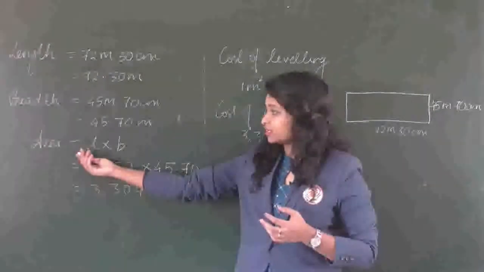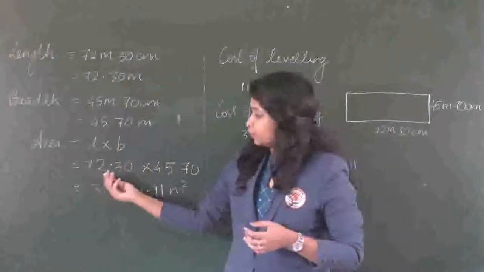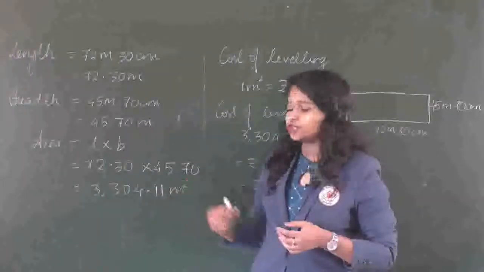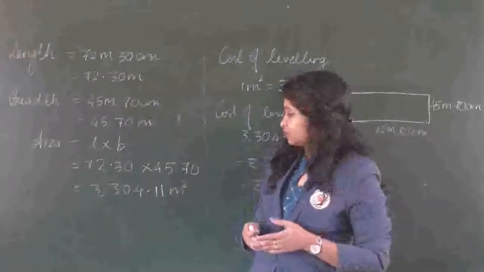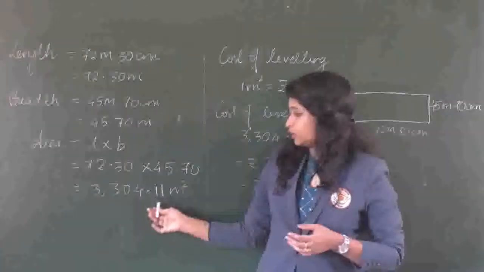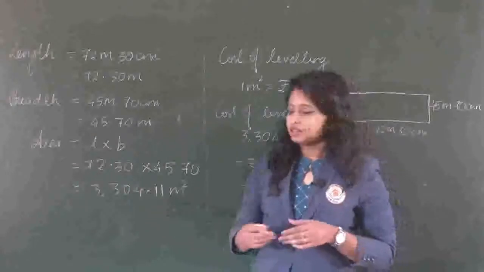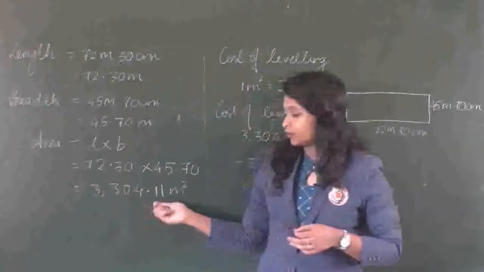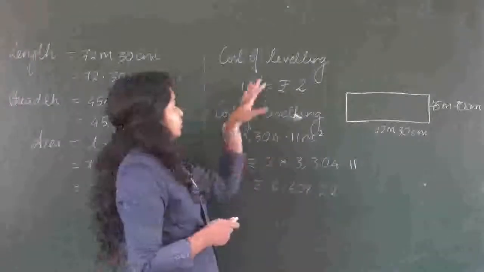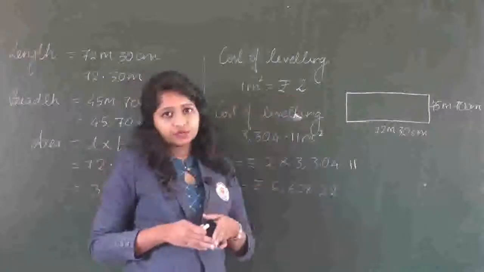So first let's find the area of rectangle. We know the area of rectangle is length into breadth. 72.30 into 45.70. So after multiplication we get it as 3304.11 meter square. So area of rectangle is 3304.11 meter square.